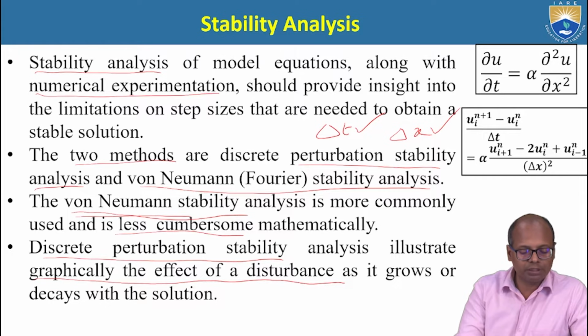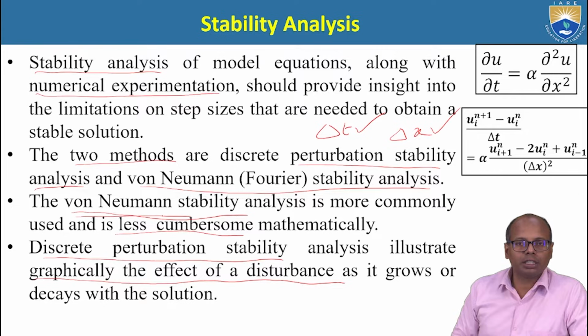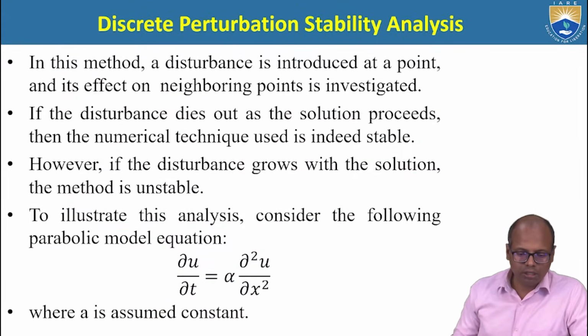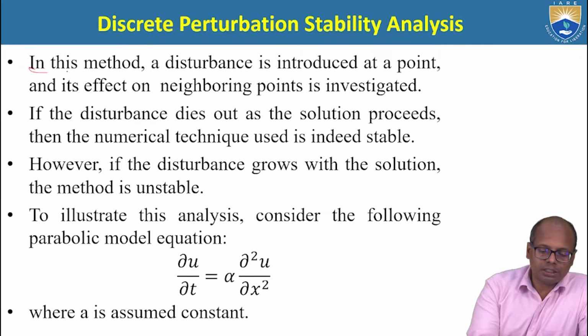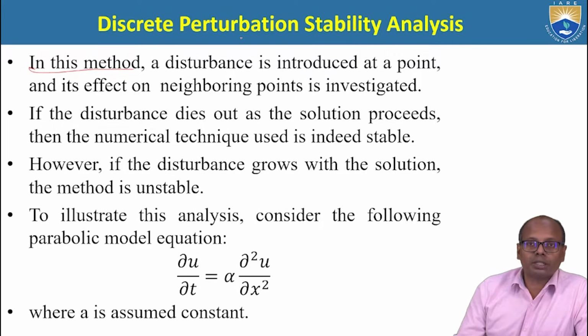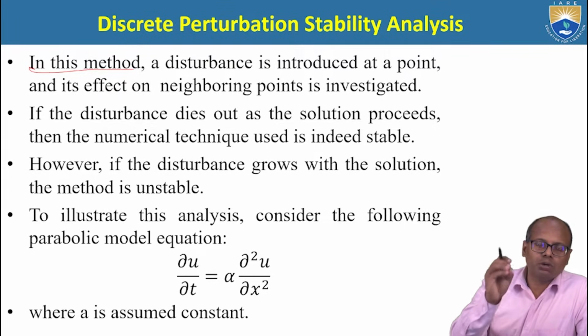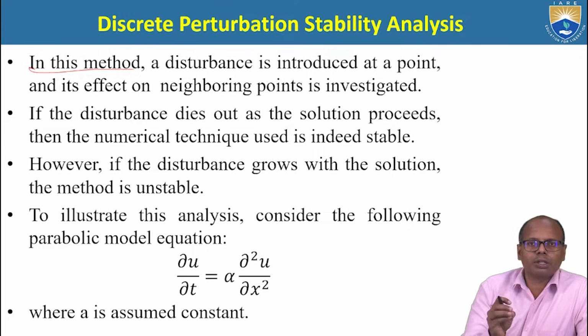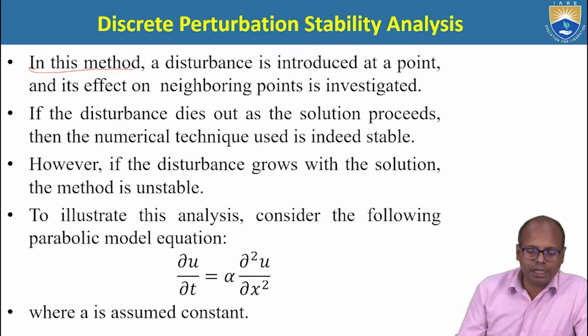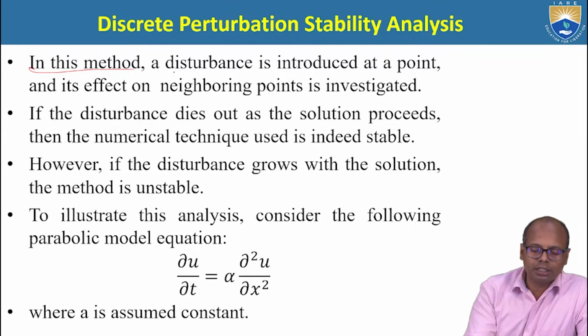First we'll see the discrete perturbation stability analysis, and then we'll go for the von Neumann stability analysis. In this method, the discrete perturbation stability analysis, what we will do is we will introduce some disturbance into the solution at a particular point, and we will see its effect on the neighboring points. So that is the essence of the discrete perturbation stability analysis.